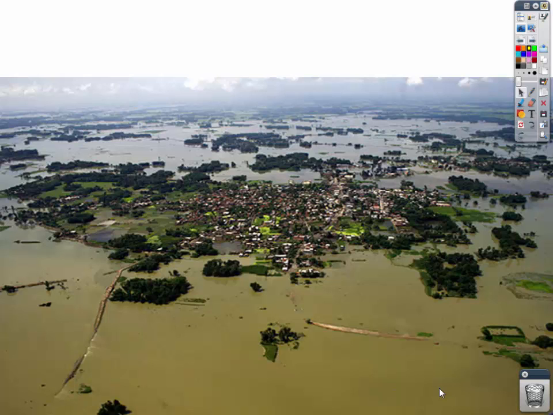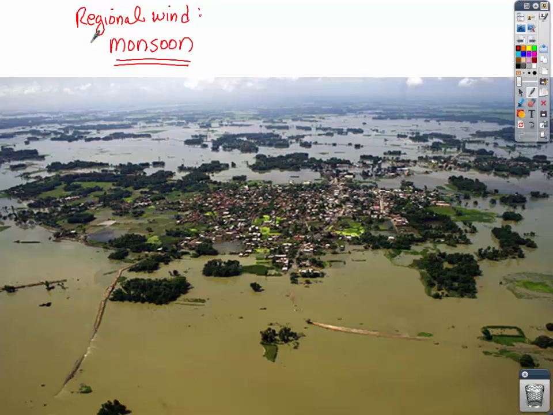Alright, let's take a look at a different type of regional wind that works again off of these convection currents. This type of regional wind is called the monsoon. Everybody has used that term. It's like a monsoon out there. Alright, so what you're referring to is actually the rainy season in Southeast Asia.